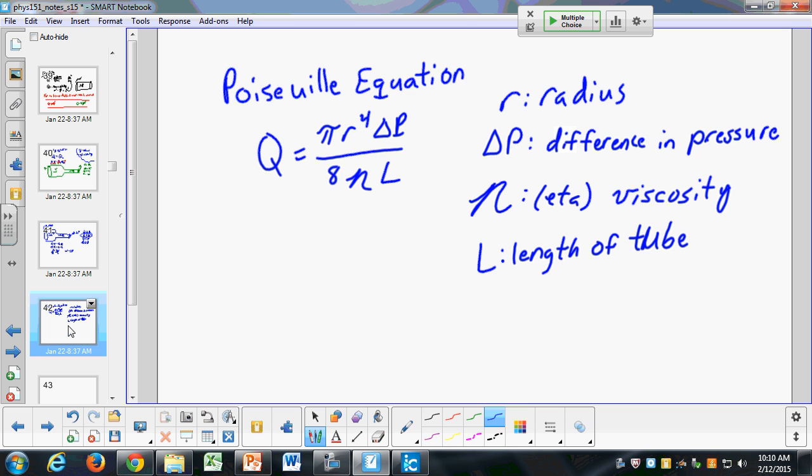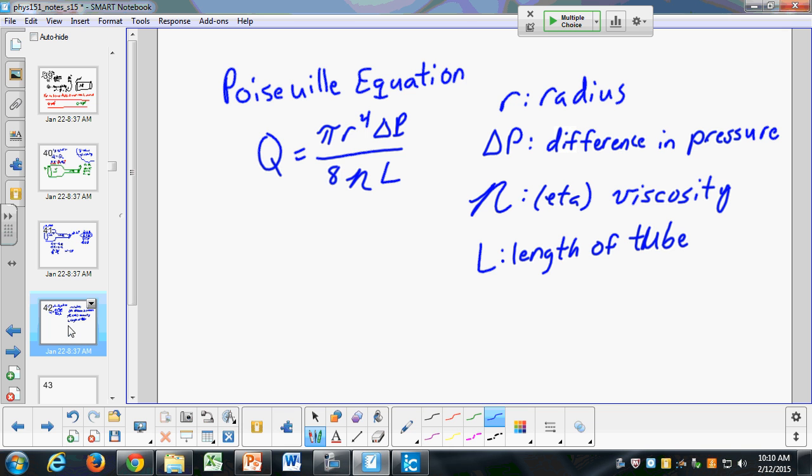On your reading quiz, you had a question something like, if the length of the tube goes up, what happens to the flow rate? You would look at this and say, well, the length of the tube here is L. If L increases, what's going to happen to my flow rate, keeping everything else constant? It's going to decrease. If I have a longer tube, the flow rate will decrease. Now, to keep the same flow rate through a longer tube, normally you would increase your pressure, and then that would keep the same flow rate.